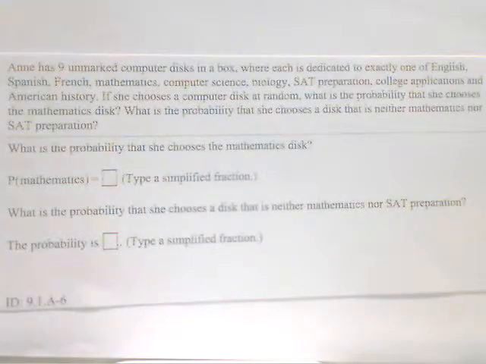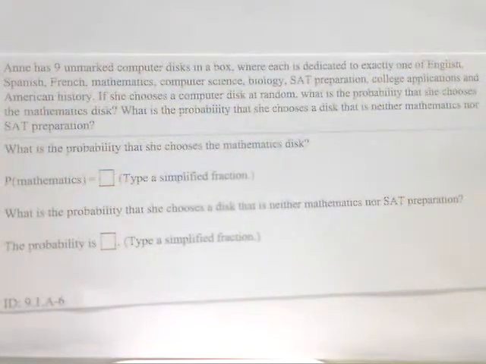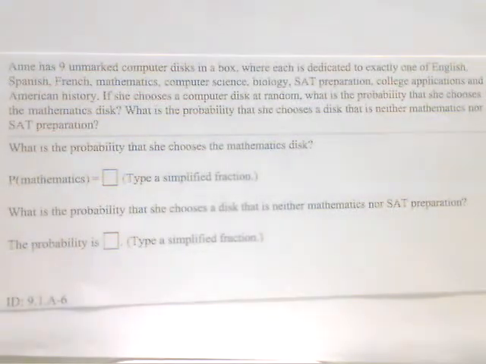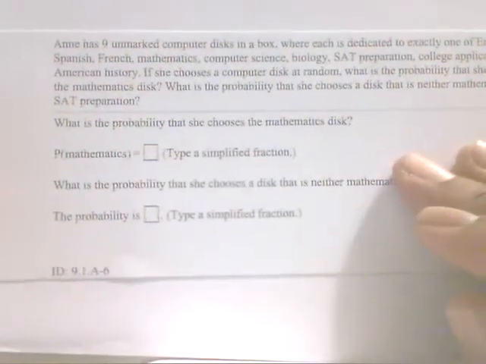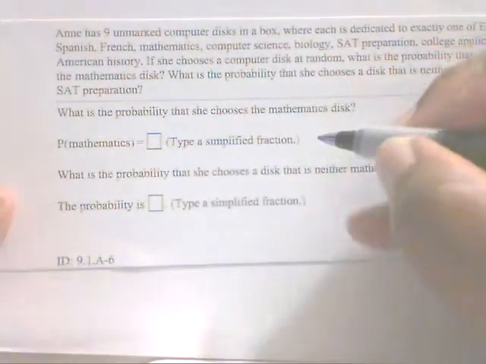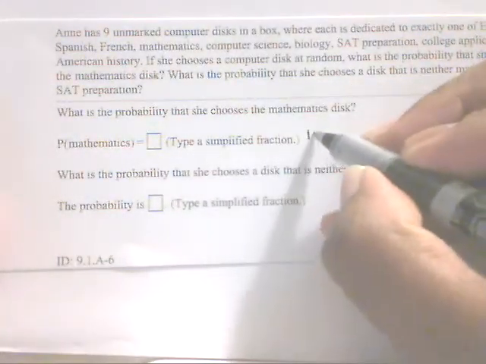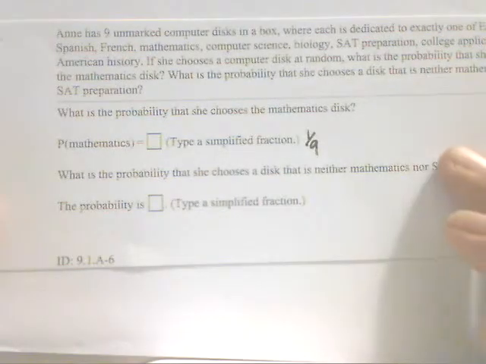Now, in this case, there are only 9 computer disks, and one of them is mathematics. So the probability of selecting a computer disk that is mathematics will be 1/9. So it'll simply be 1 over 9.